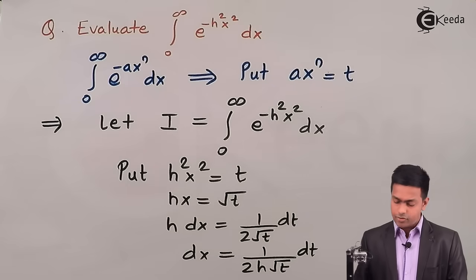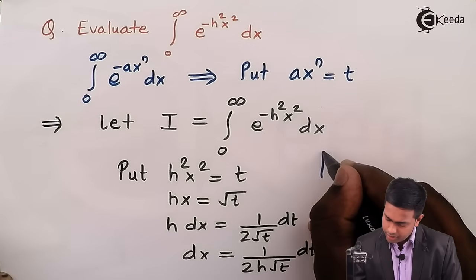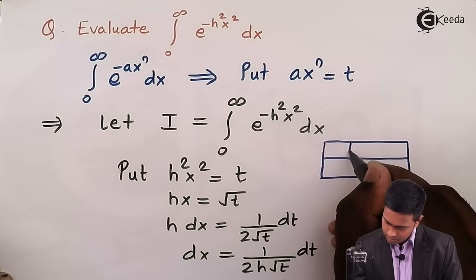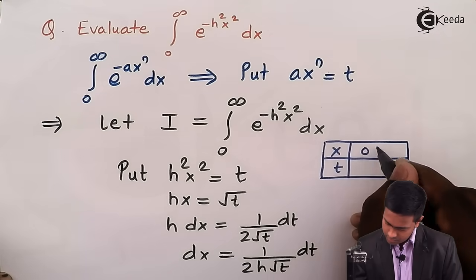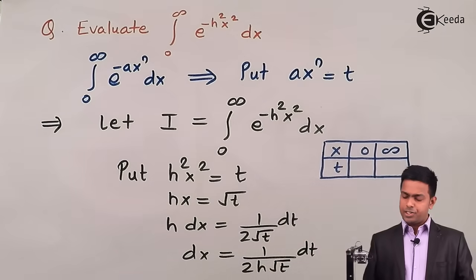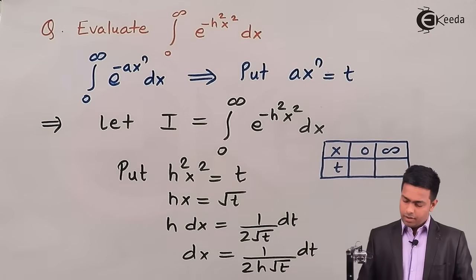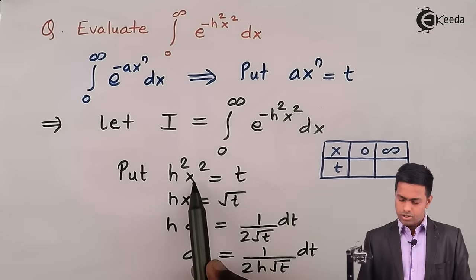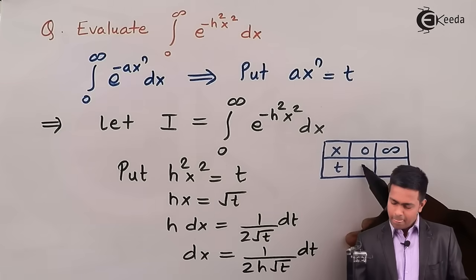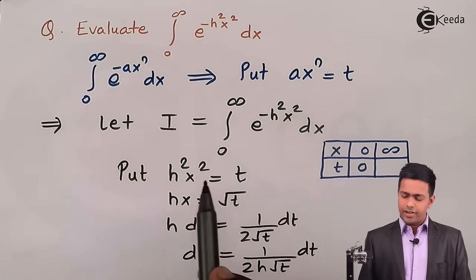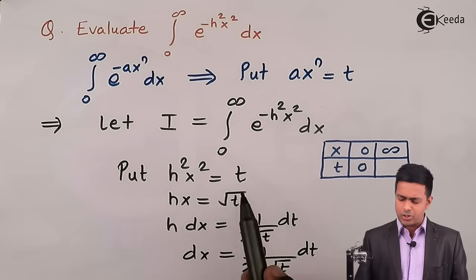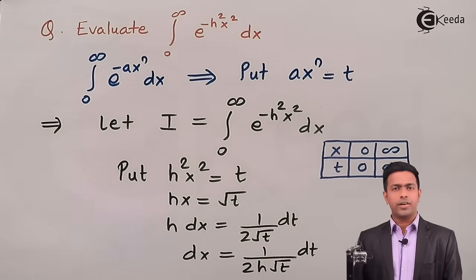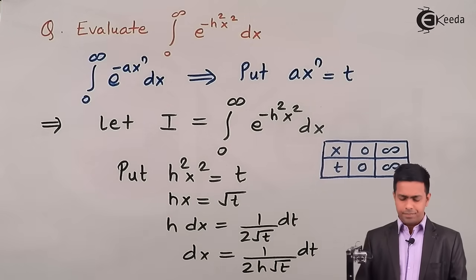Next we have to check limits as well. So here we'll discuss the limits. The limits for x are from 0 to infinity. For t, let's find them out. When x is 0, 0 into h is 0, so t will be 0. In the second case x is infinity, so infinity into h is again infinity, so t will be infinity. So the limits for t are from 0 to infinity. Now let's take it together.